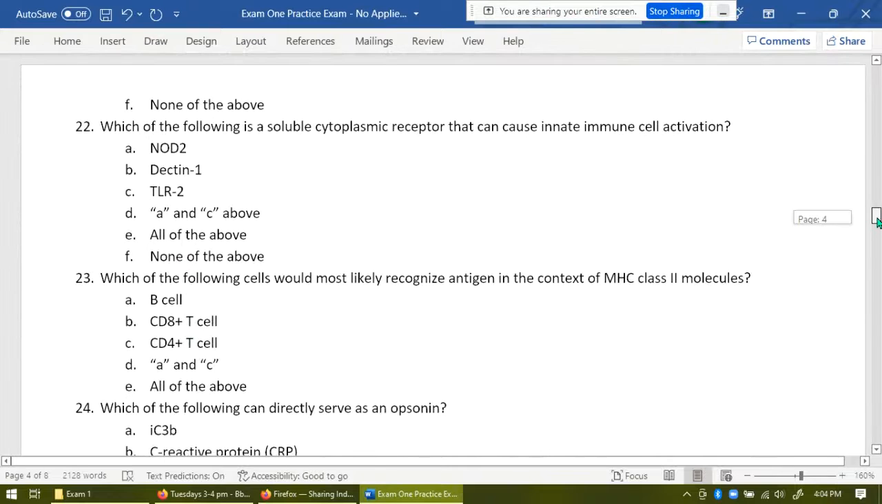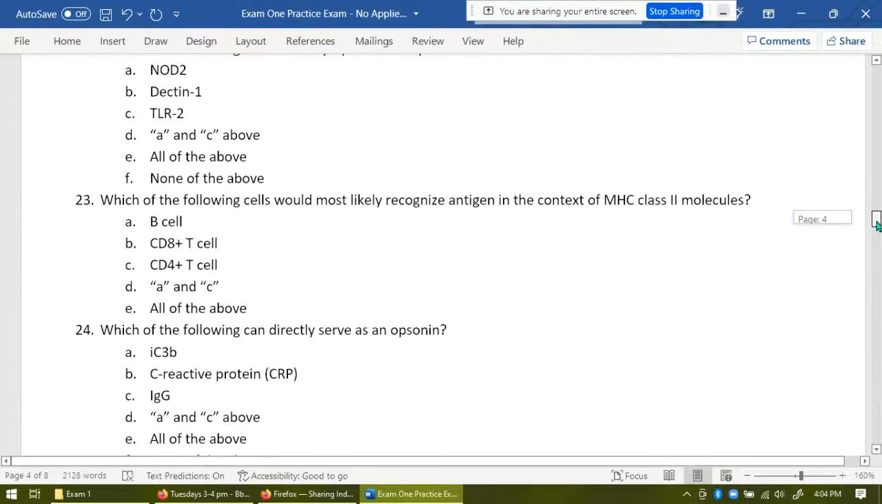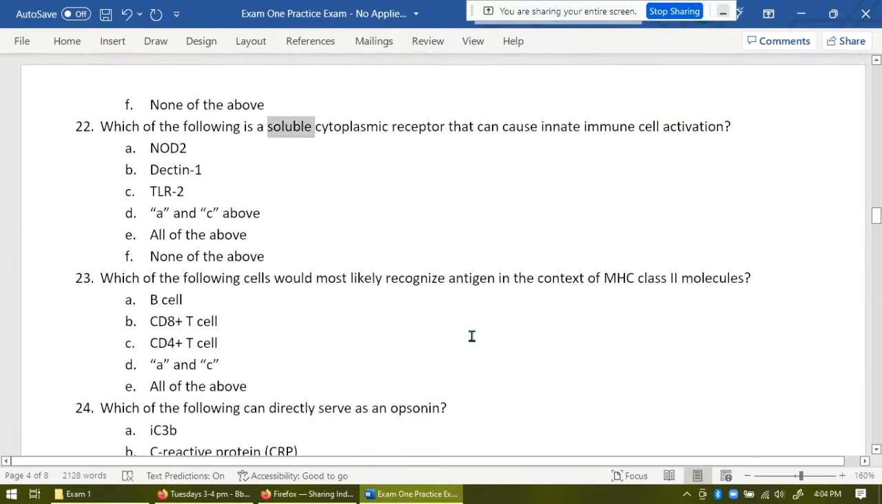Which of the following is a soluble cytoplasmic receptor that can cause innate immune cell activation? So notice soluble. NOD2, that one is soluble. It's in the cytoplasm, and it detects peptidoglycan components. Dectin-1, that one's not soluble. It's on the cell surface. Toll-like receptor is also on the cell surface. So NOD2 is your answer here because it's the only one that's soluble. It's cytoplasmic.